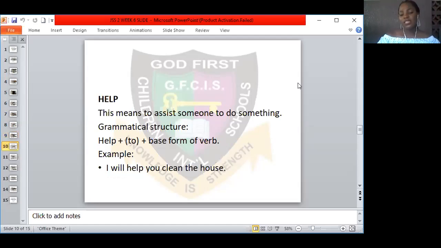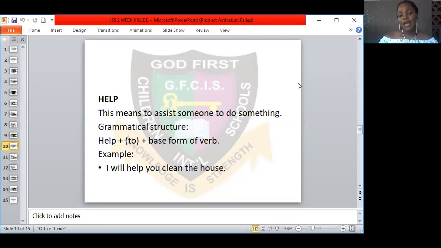The next causative verb we have is help. Help means to assist someone to do something. And the grammatical structure of help is help plus to plus the base form of the verb.